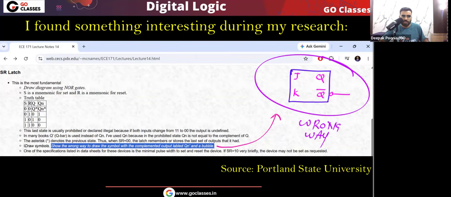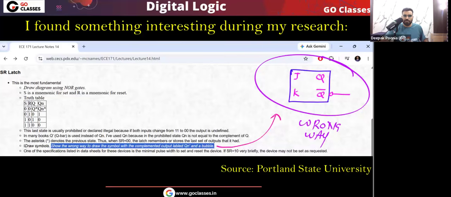So a very interesting point I am bringing to you. This I found when I was doing some research related to this question. They show the wrong way to draw the logic symbol with complemented output labeled Q and Q complement, and a bubble. It means you are writing Q complement and you are also putting a bubble. Then it can mean that this is Q complement, then there is inversion, so overall it will be Q. So they are explicitly saying that this is the wrong way.